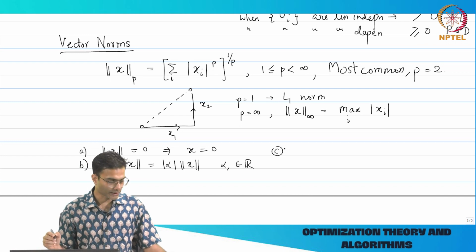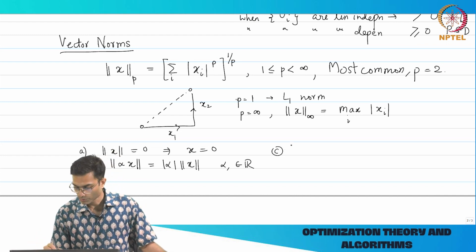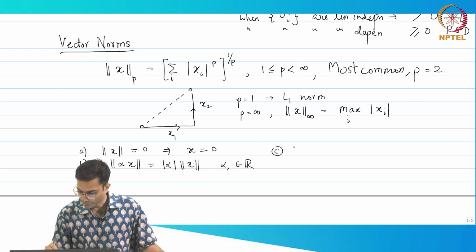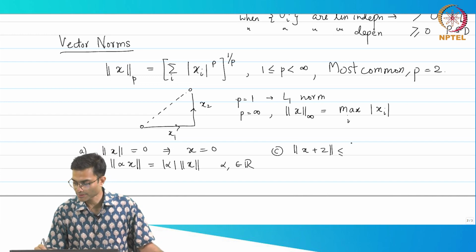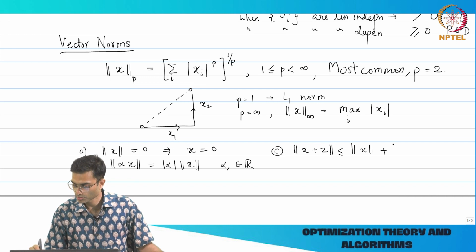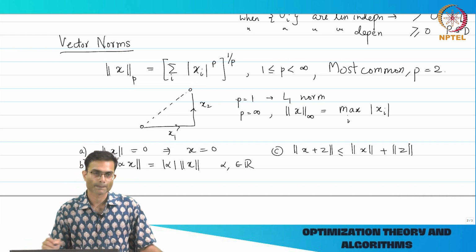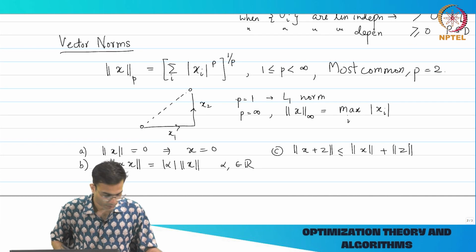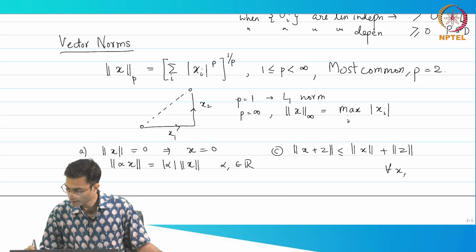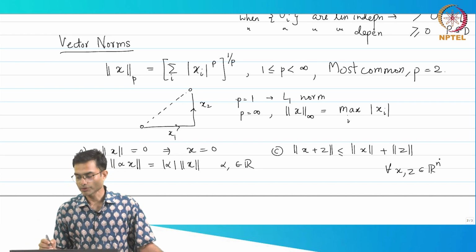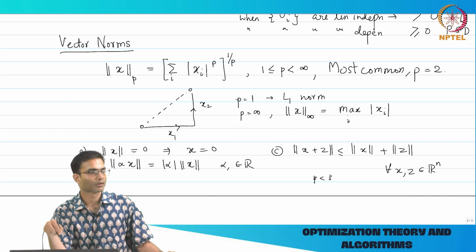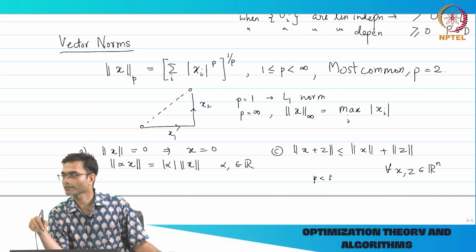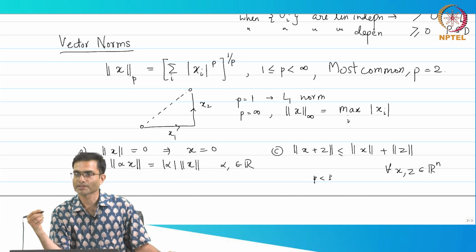And the third property is actually the make or break property of a norm, which is the triangle inequality. Right? So if I say x plus z, then the norm of this is going to be less than or equal to the norm of x plus the norm of z, for all x, z that belong to R. So in fact, you will find out that if I choose p to be less than 1, this property gets violated. So that's why it's not a norm if p is less than 1.